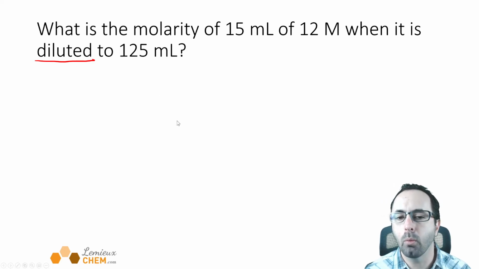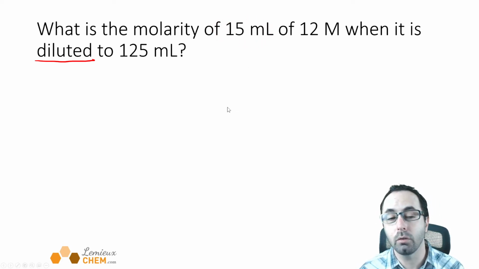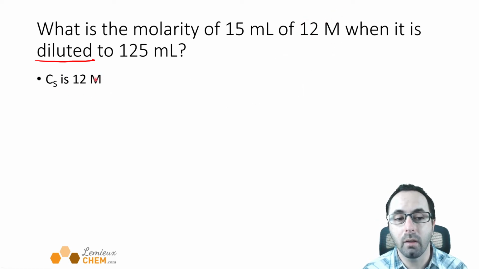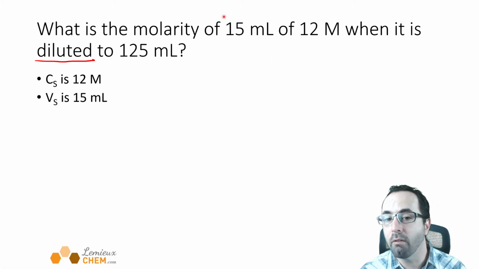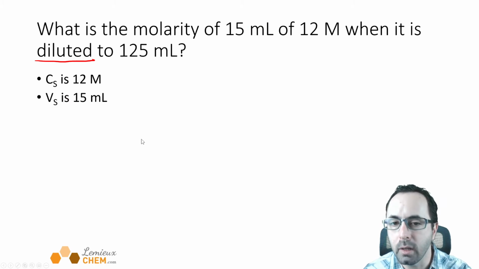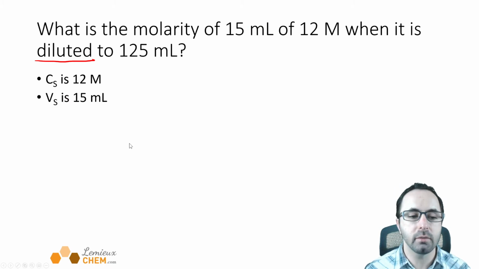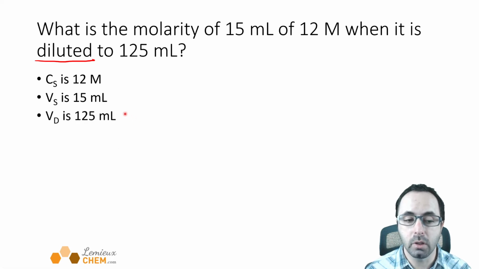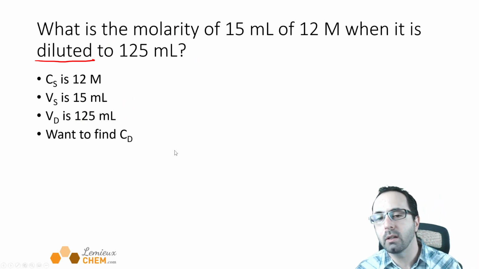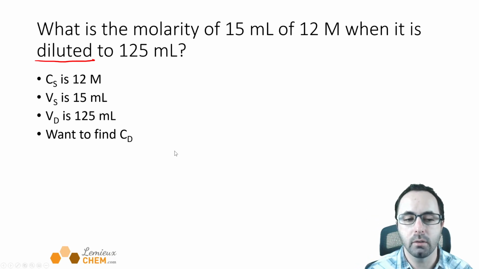So let's identify what our concentrations and volumes are. Our initial volume, the volume of our stock solution, the more concentrated solution that we're using, is 15 milliliters. Its concentration is 12 molar. So concentration of the stock solution is 12 molar. Volume of the stock solution is 15 milliliters. Then we dilute it, we add water or solvent of some kind, and we get a new concentration and a new volume. The new volume is 125 milliliters. That's given right here. We want to know what the new concentration is for our diluted solution.